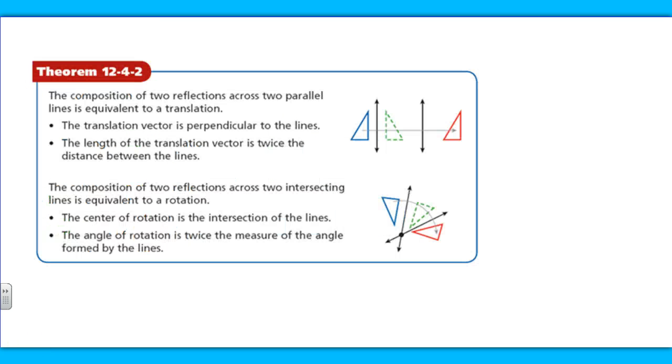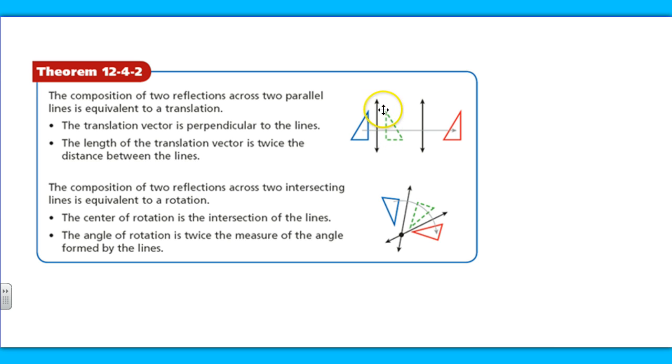An interesting composition is one of two reflections across two parallel lines. When we do a double reflection across two parallel lines, we get a transformation that is equivalent to a translation. Notice we have a reflection across the first line.